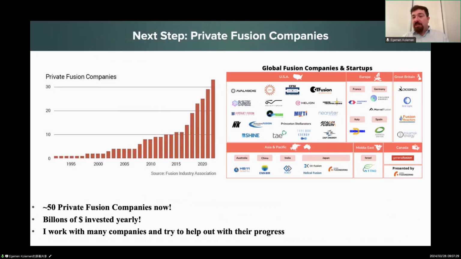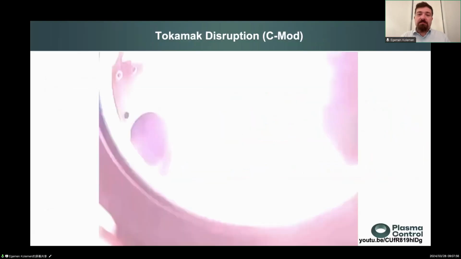What we see nowadays, we have private fusion companies in addition to government entities. There's about 50 private companies now. Billions of dollars are being invested, and these are some of the companies. And I work with many of these companies, try to help them out as much as we can. So we'll see who's going to get there first. But there's a lot of excitement and energy. Hopefully we'll get there sooner rather than later.